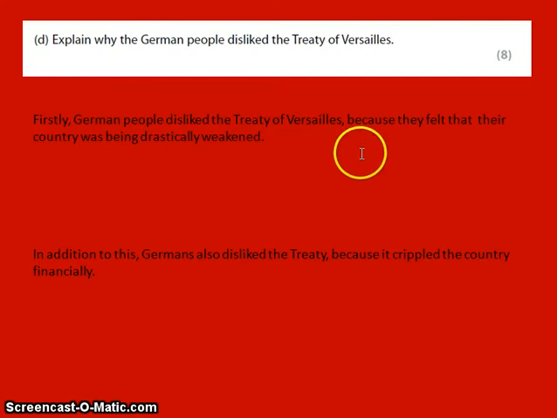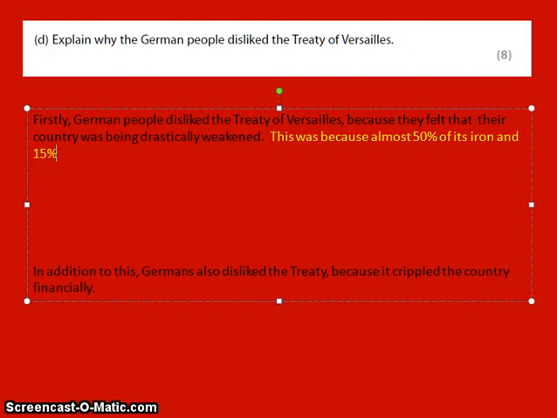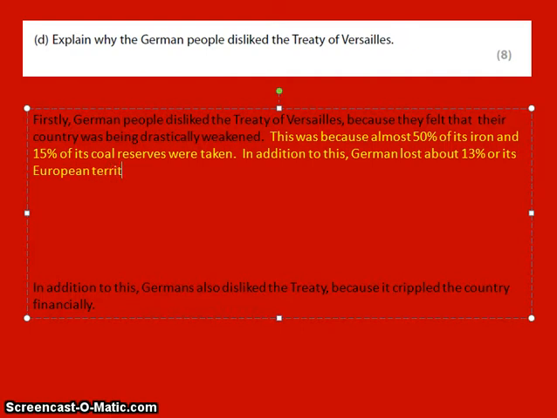So our first point is, firstly, German people disliked the Treaty of Versailles because they felt that their country was being drastically weakened. This was because almost 50% of its iron and 50% of its coal reserves were taken, and in addition to this, Germany lost about 13% of its European territory.